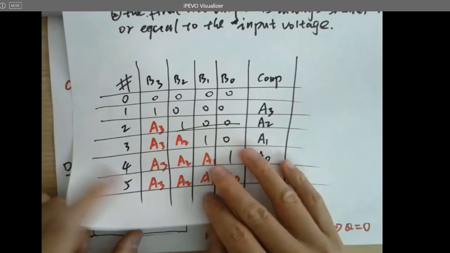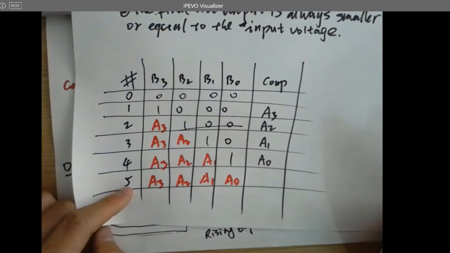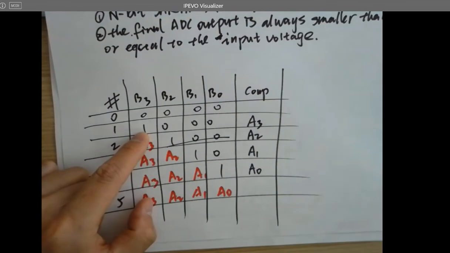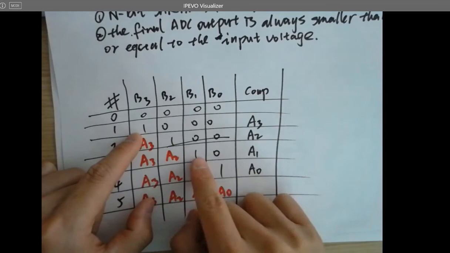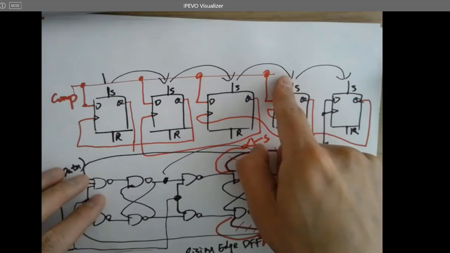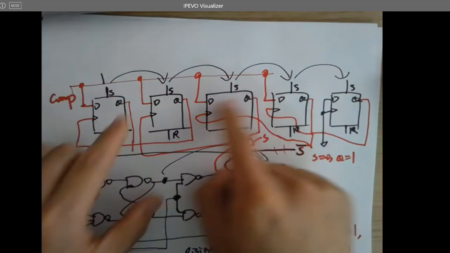It's exactly doing whatever the table is doing here. I keep shifting this one, which means I'm sequentially setting every single D flip-flop in the circuit. Set it, set it, set it, set it. So all the Q's are the outputs.